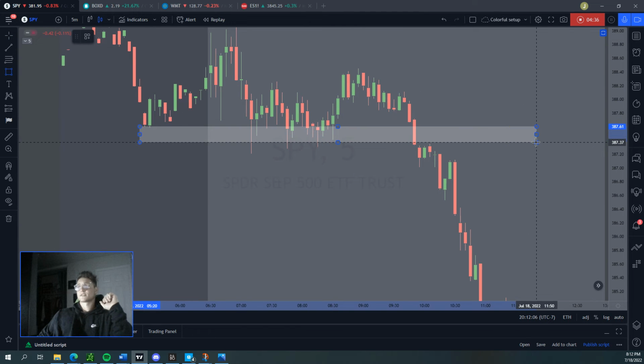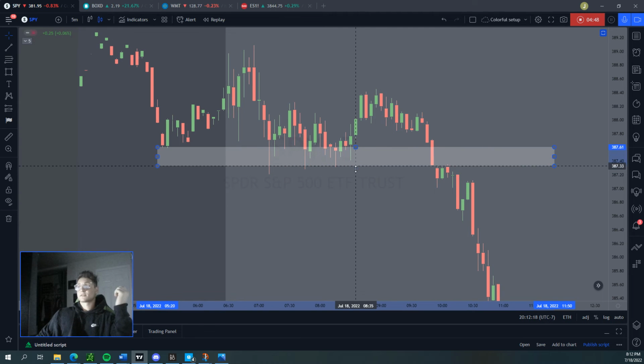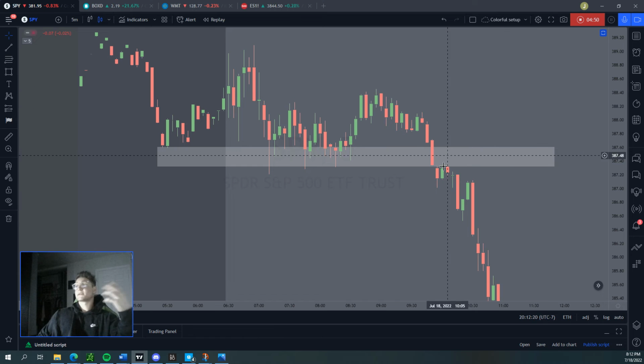So we have a couple different setups that we took. We took that rejection of the 61.8. We took that bearish inverted hammer, and we took that descending wedge. That's three different setups that are all perfect. The fourth setup of the day was this retest of this demand zone. So we can see these wicks in this demand zone, and this was a perfect example of the retest.